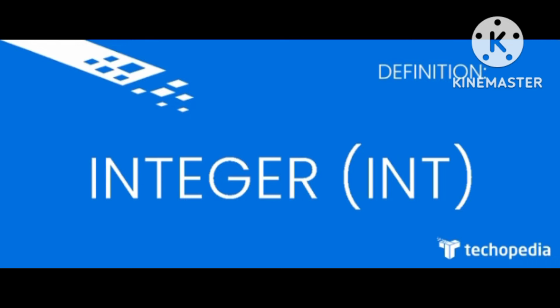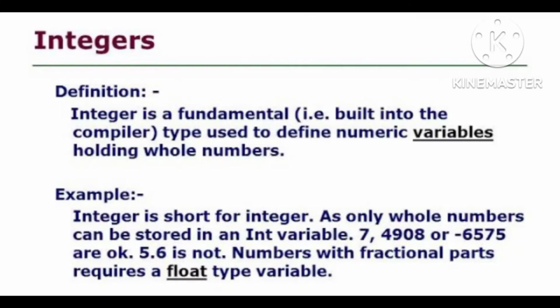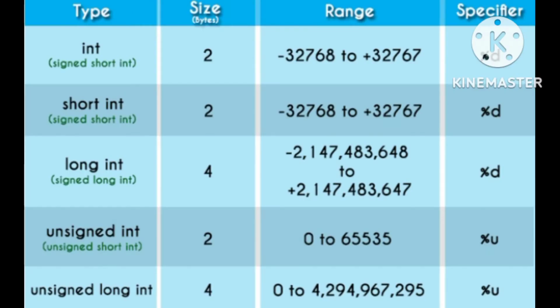Integer. This data type specifies only numerical values without decimals. These integer variables are declared with the keyword int. This is the table of integers. First we read the headings: type, size, range, specifier. The first type is signed integer. Size is 2 and range is minus 32,768 to plus 32,767, and the specifier is %d.